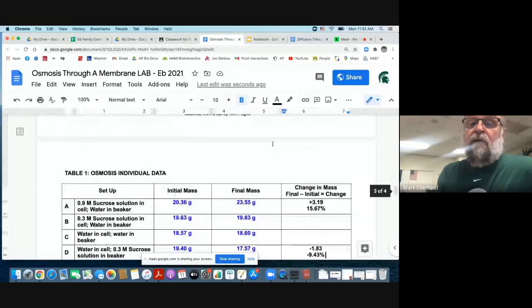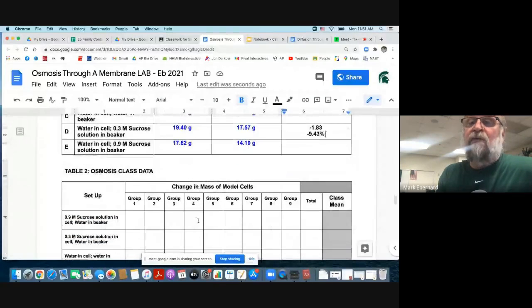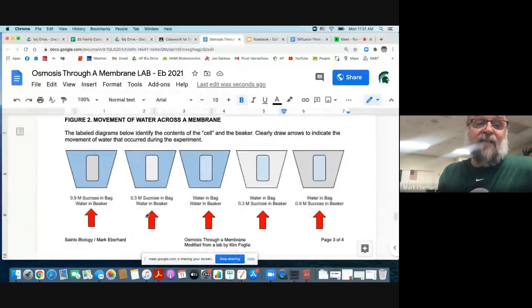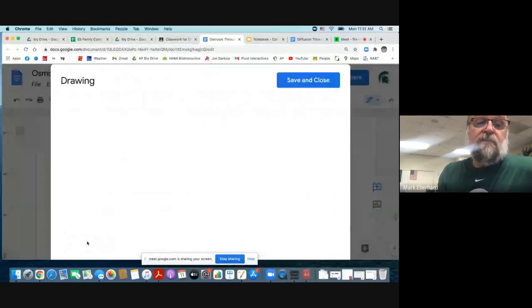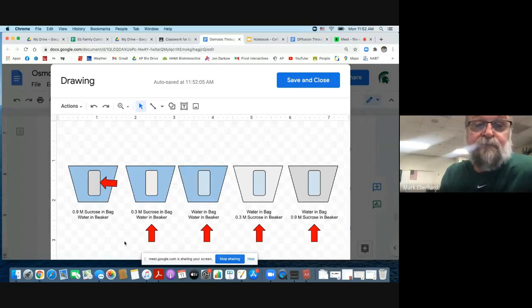Okay. We are again going to skip the class table. Once you've got the data, like I've got the data for number one, I gained 15.6%. So if it gained 15.6%, that means the water must have went into the bag. And the sugar cannot move. So the only way the bag could have gained mass is the water had to have gone into the bag. And then these would be based on my data. The earlier ones are based on your best prediction. That's why I say do those first.